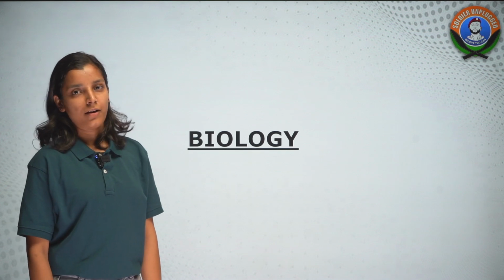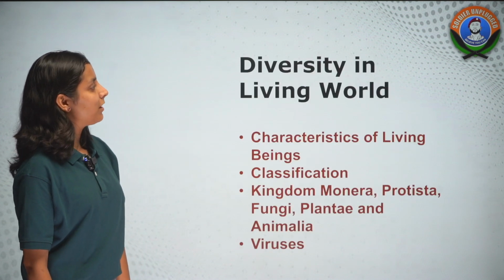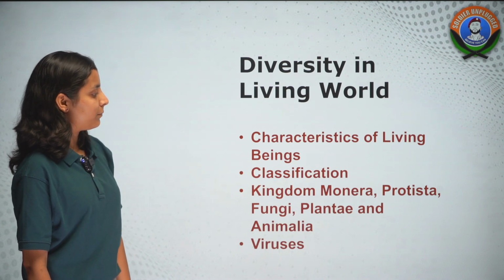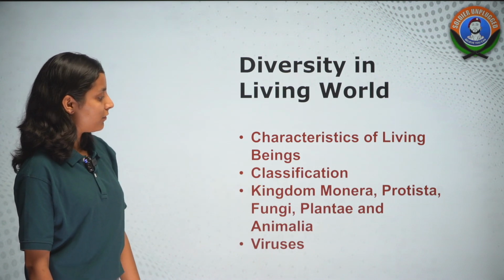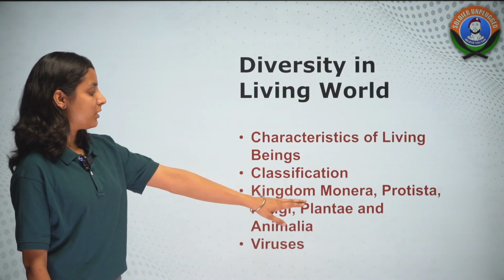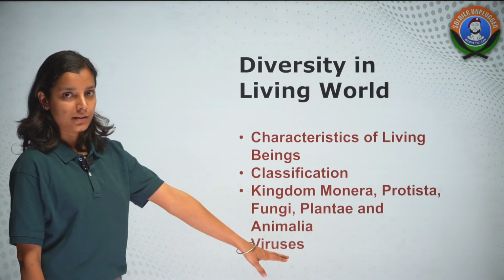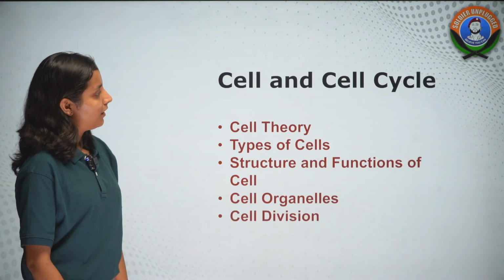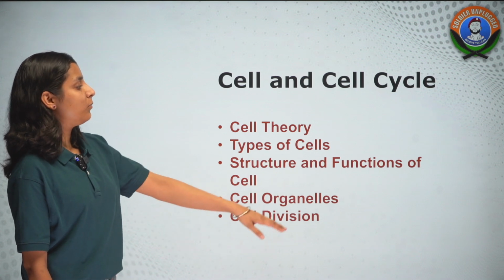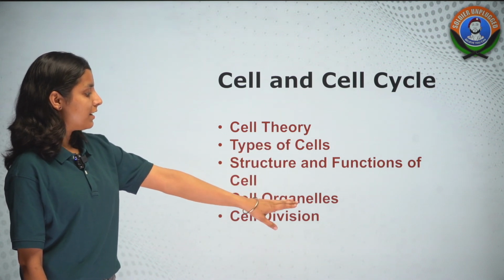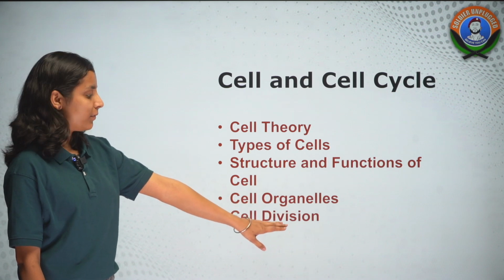Now let's talk about biology. In biology our first topic is diversity in living world. In this we'll talk about characteristics of living beings, classification of different kingdoms like Monera, Protista, fungi, plantae and animalia, and we have a separate topic for viruses. Then we have cell and cell cycle. In this we will cover cell theory, types of cells, structure and functions of cell, cell organelles and cell division like meiosis and mitosis.